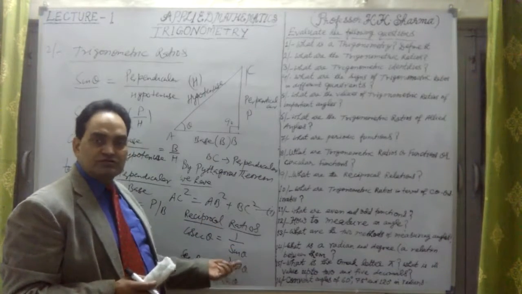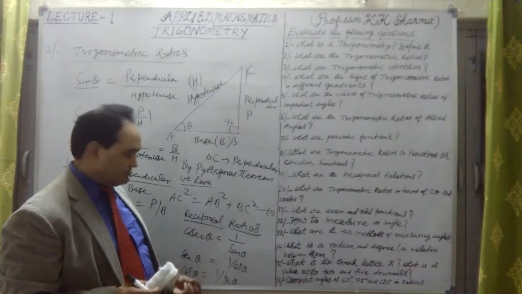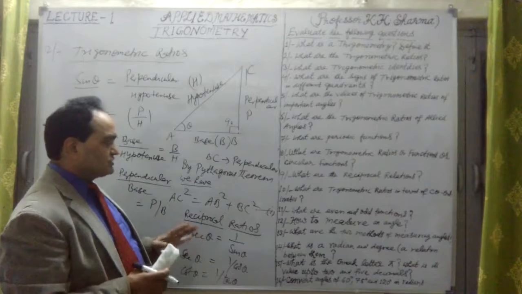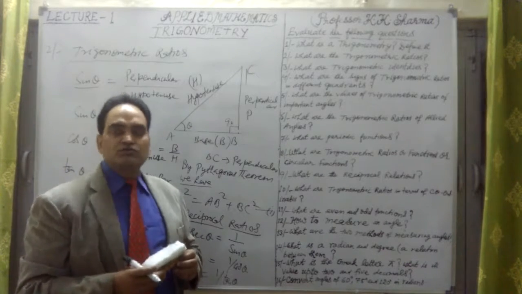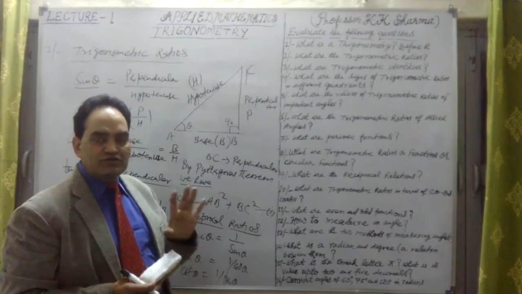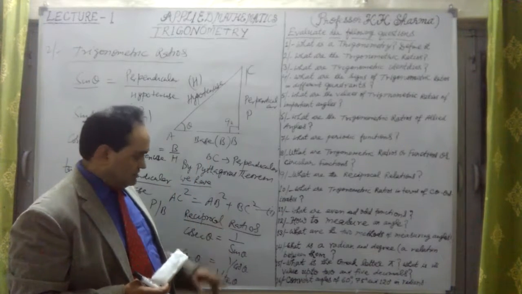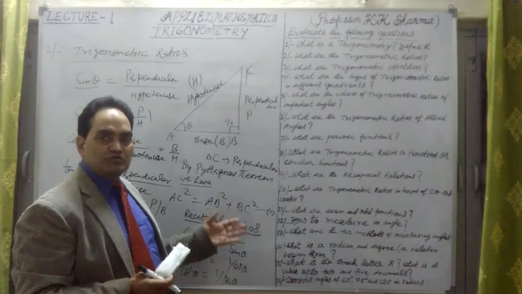Similarly, cos theta and sec theta are reciprocals of each other. Tan theta and cot theta are reciprocals of each other. We have to just remember the three basic trigonometric ratios: sine, cos, and tangent. Tan theta, sin theta, and cos theta. Then the three others are just reciprocals of them.